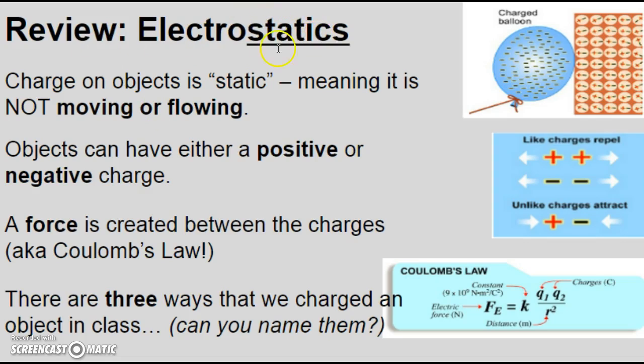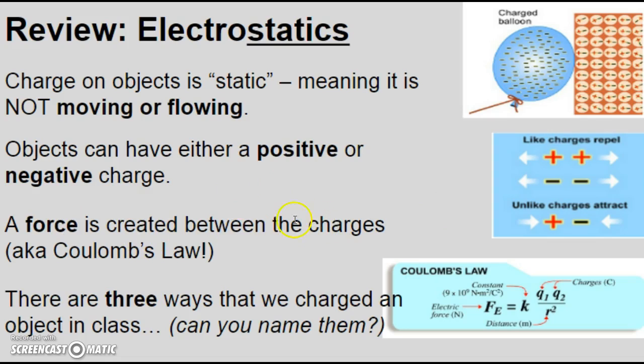We studied electrostatics first. Electrostatics means a charge on an object is static, meaning it is not moving or flowing. When we charged the balloon by friction and placed it near a wall, we could polarize the wall. There are forces generated from unmoving charge. Objects can have either a positive or negative charge. That's it. And we know that like charges repel and opposite charges attract.